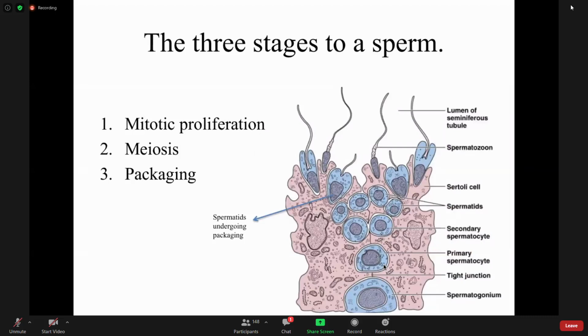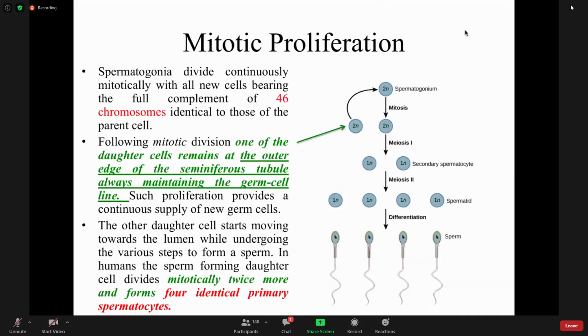So we go through mitotic proliferation, and each time a mitosis occurs, a primary spermatogonium gives me another primordial cell. In addition to this, I will also have another identical daughter cell sitting on the outer edge of the seminiferous tubules. In this way, the germ cell line is always maintained and the genetic material is never altered.